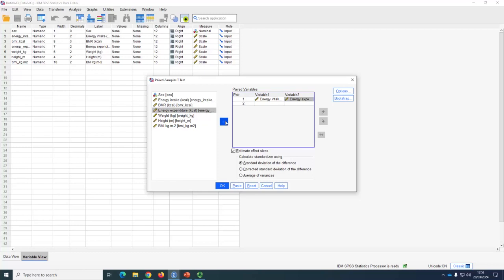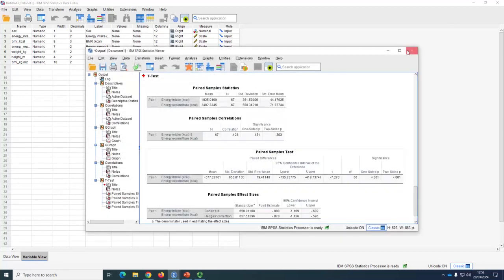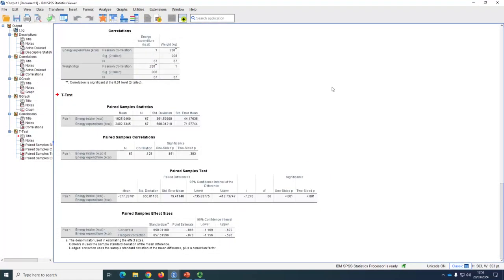Press OK now. Once you press OK, you then get lots of results. This can seem overwhelming until you have a careful look and you think, actually, I know what we're looking at here. The first table is really a reminder of the descriptive statistics you got earlier. It has the mean energy intake and the mean energy expenditure, and the standard deviations of both. Mean intake is 1,825, mean expenditure 2,402.